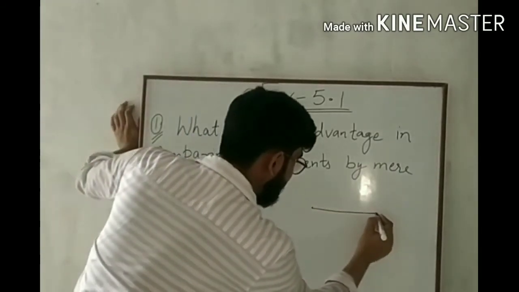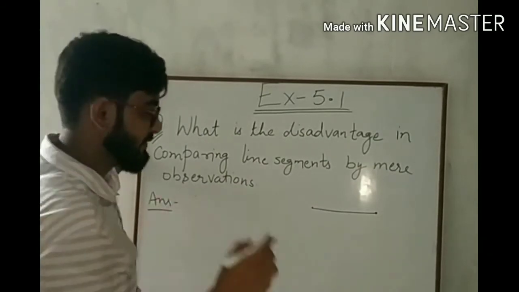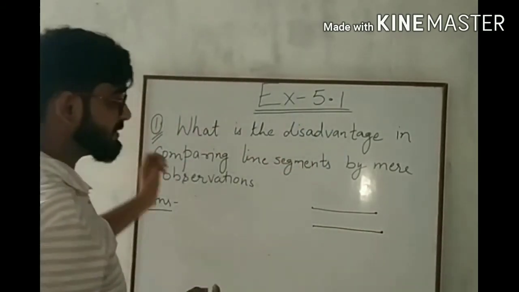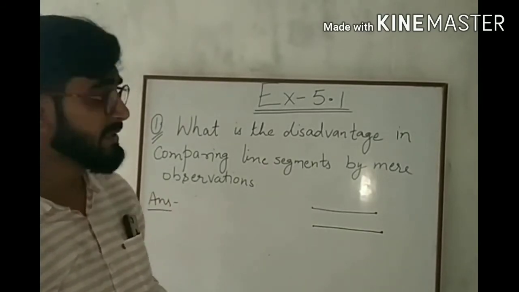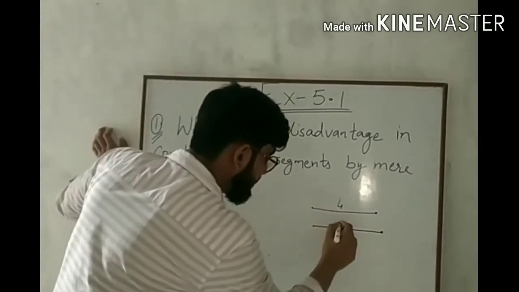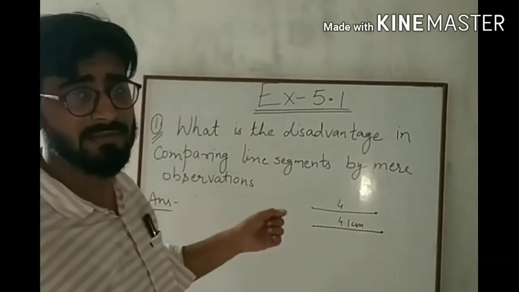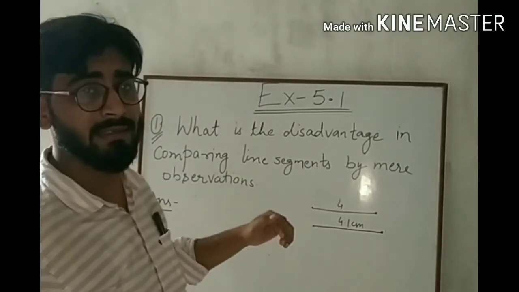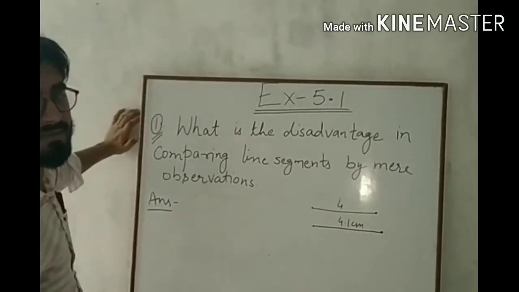Suppose this is one line segment. You know what a line segment is? It is a portion of a line that has fixed endpoints. One line segment is this and one is this. If you compare these two line segments by simple observation, then there may be a chance of improper viewing. Suppose one line segment is 4 centimeters and another one is 4.1 centimeters. If you are just comparing by simple observation, then there is a chance of error in your viewing. So this is the biggest disadvantage.